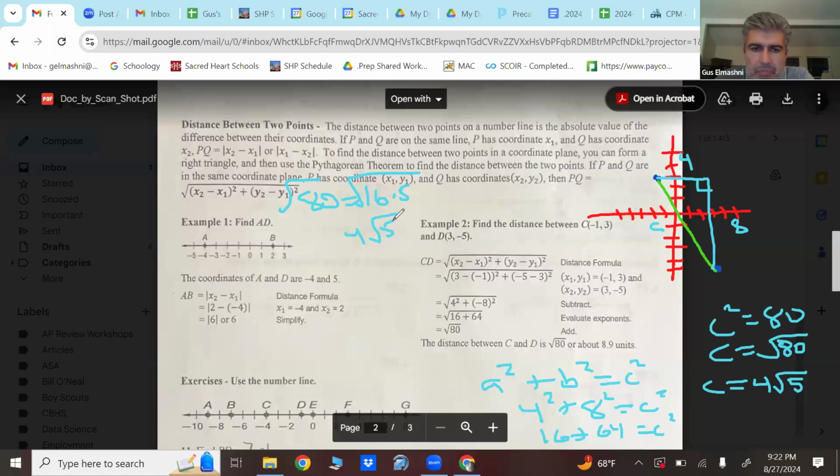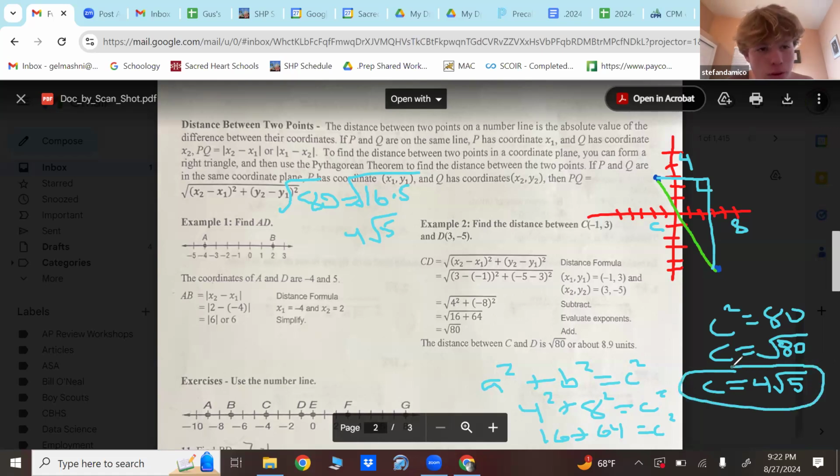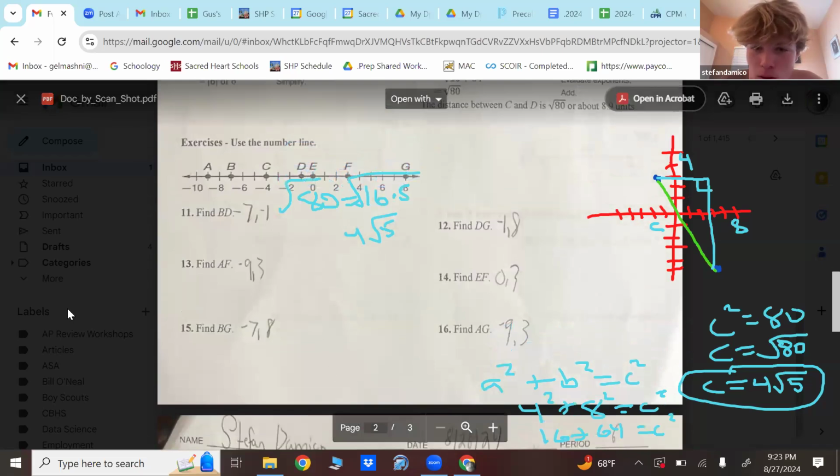Okay, so that's that one. And then between 2 points on a number line, that's just the difference between them. That's not that hard, just count it. That's easy. So looks like you took care of that. Let me just make sure those are correct.